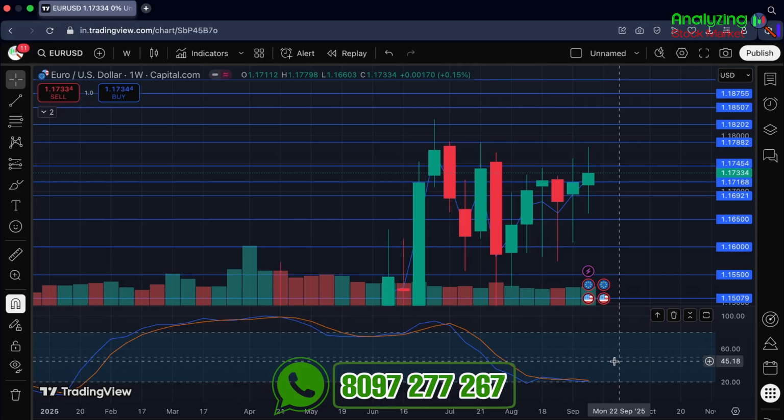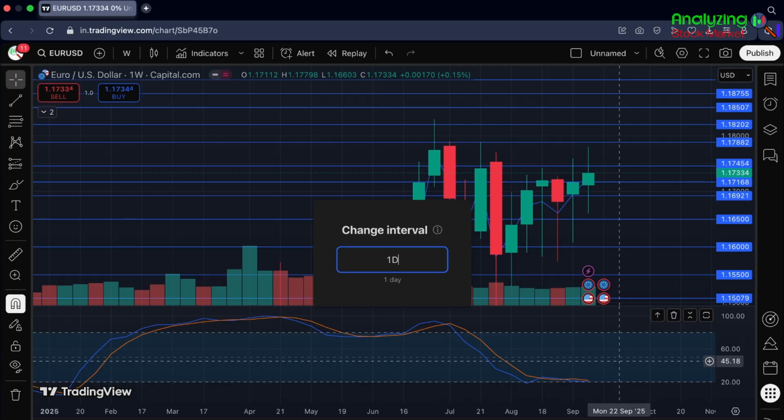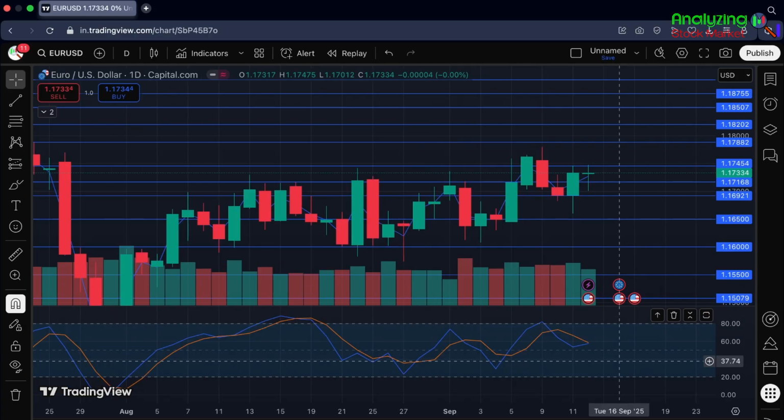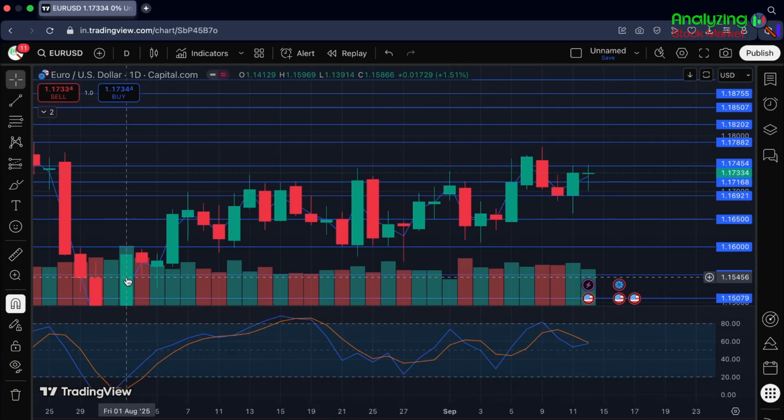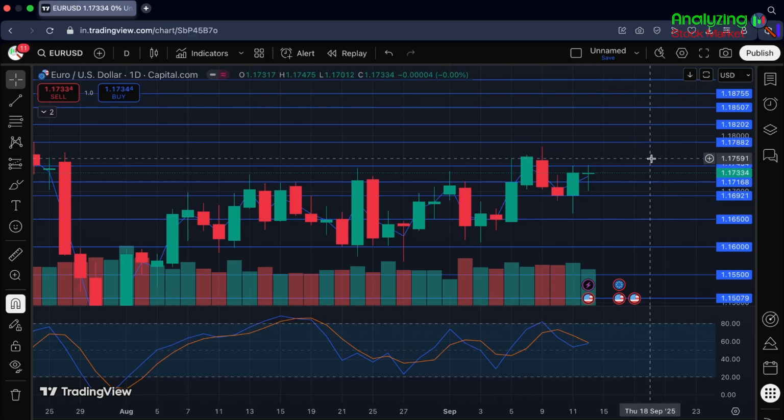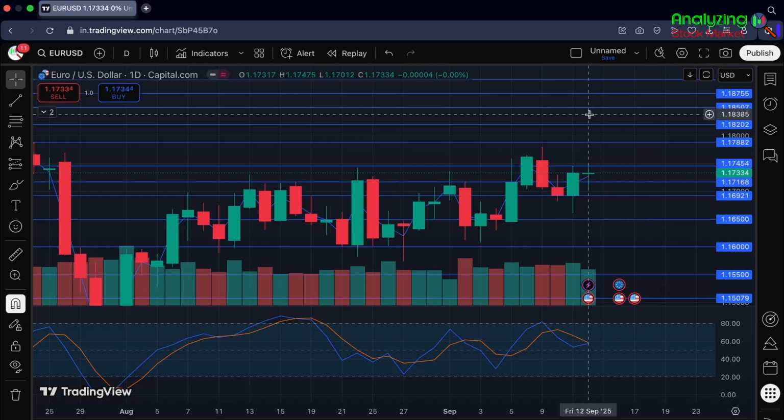So now let's mark some important support zones and resistance zones on a 1-day chart. So here this is a 1-day chart. We can see a good flat sideways move in the 1-day chart. Here I have already marked some important support and resistance zones.